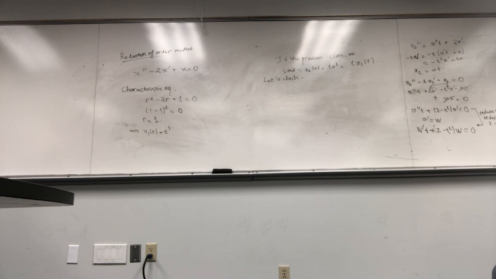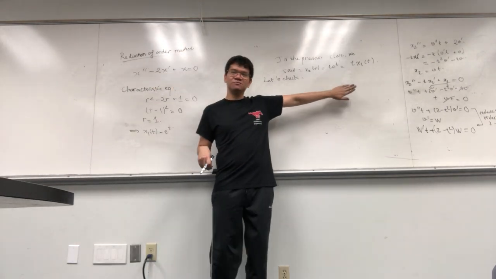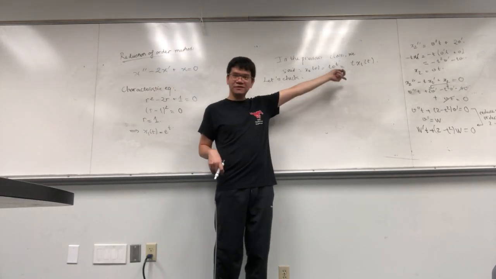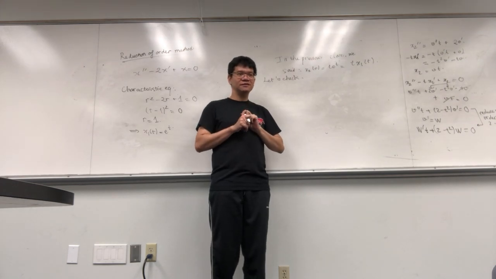Take the derivative of x1 and the double derivative of x1. I want to use the reduction of order method to find this t. Suppose that we don't know t. How can I find it?